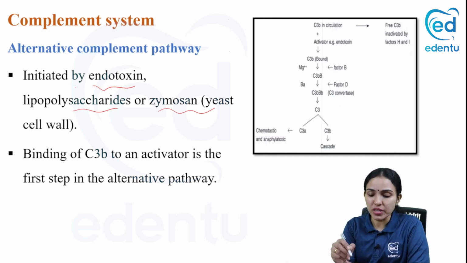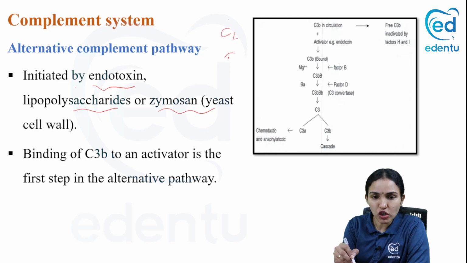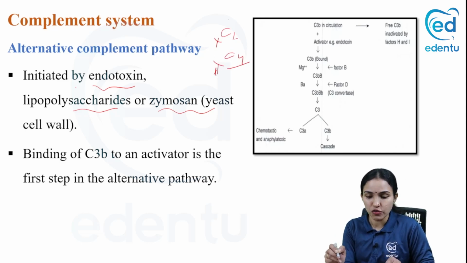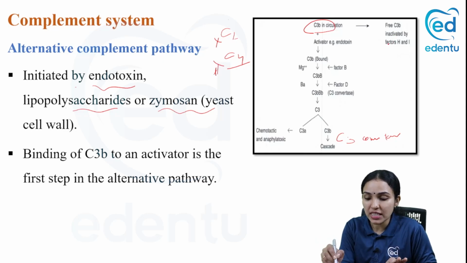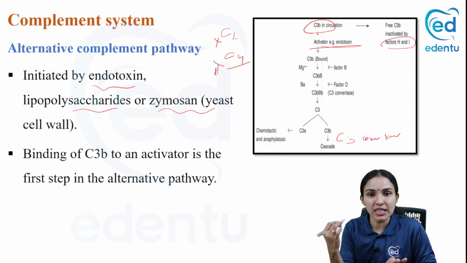In the alternative pathway, there is no involvement of C1 and no involvement of C4. These two components are lacking in the alternative pathway. Instead, it begins with C3, and finally it has to form the C3 convertase. For that, initially C3b is present in circulation. Remember, C3b is present in circulation in a free form, which is kept inactivated by certain factors. Normally C3b doesn't get activated, but when C3b in circulation binds to endotoxin-like molecules, it gets activated.